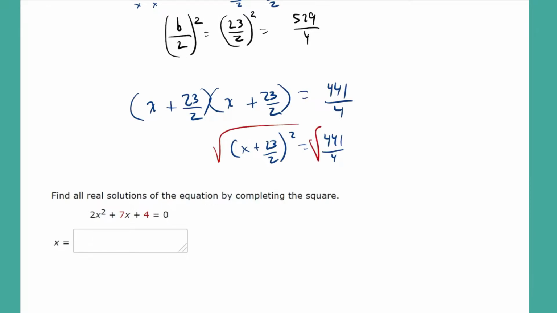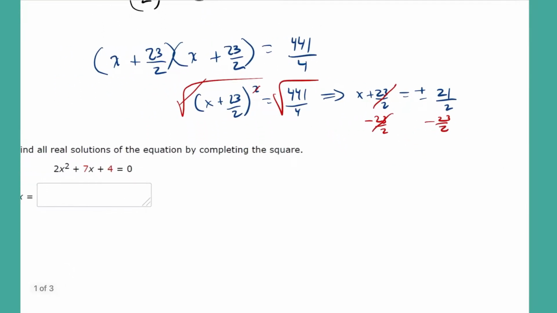To get rid of the square, we take the square root of both sides. That cancels the square out. And now we're left with x plus 23 over 2 equals plus minus. Let's check to see if 441 is a perfect square. Square root of 441 is 21. It is. And the square root of 4 is 2. All right, the next step is to subtract 23 halves from both sides. And that leaves us with x equals negative 23 halves plus or minus 21 halves.